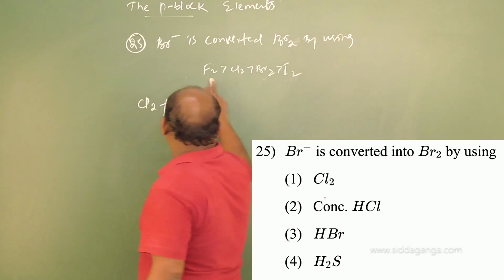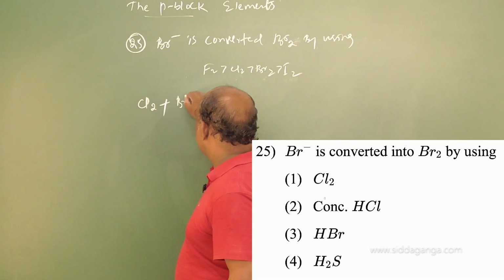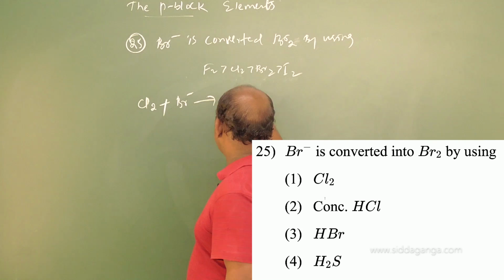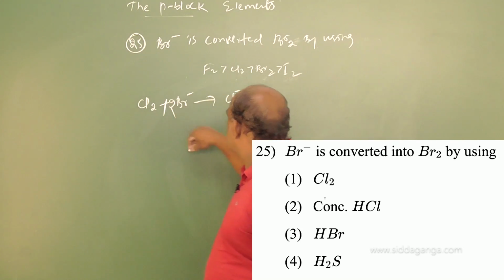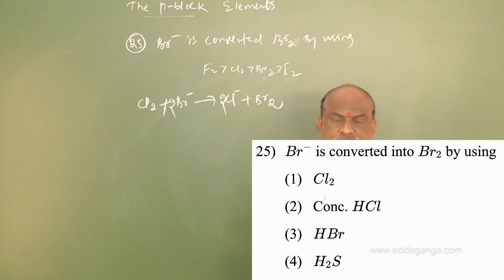that is Cl2. Cl2 plus Br minus gives rise to Cl minus plus Br2. Simple equation: Cl2 plus 2Br minus gives rise to 2Cl minus plus Br2. This is due to the oxidation ability. Chlorine is a powerful, strong oxidizing agent.